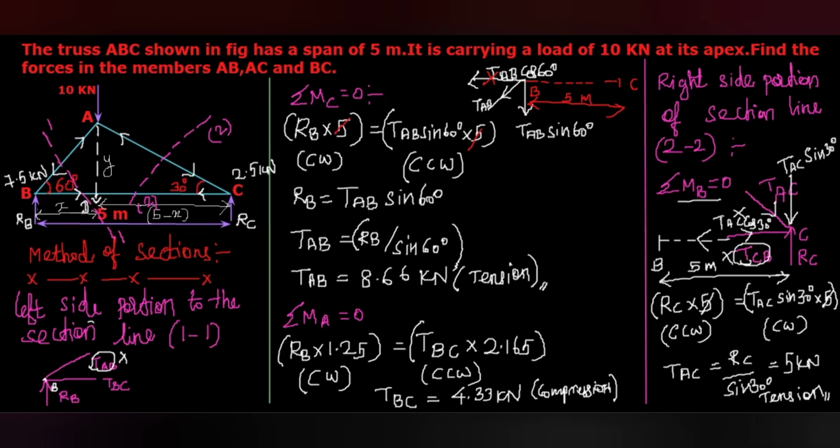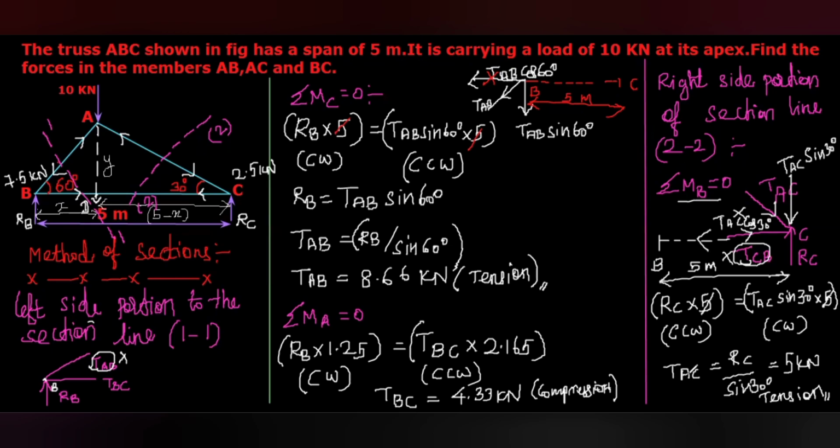Okay, so by using the method of sections, first we consider the section line 1, 1. We consider the left side portion, taking moment about C and equate to 0. We calculated the value of TAB. Then take moment about A and equate to 0. We calculated the value of TBC. Then we consider the section line 2, 2, and we consider the right side portion of the section line 2, 2. Taking moment about B equals 0, we got the value of force in the member TAC.